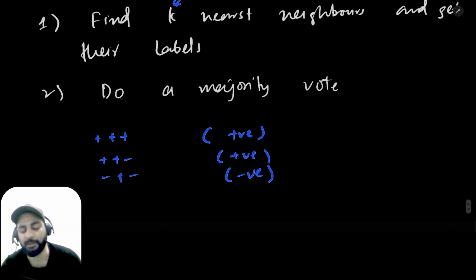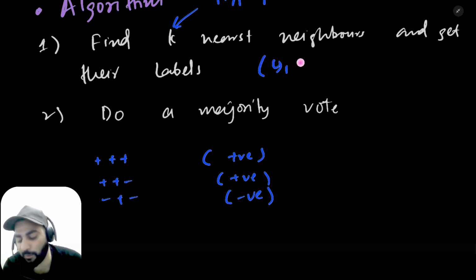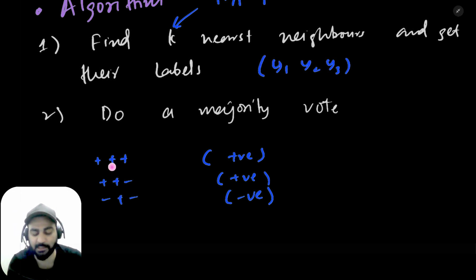So what is the thing? You will find the k nearest neighbors and get their labels. Maybe, let's suppose their labels were y1, y2, and y3. You will see what these labels are, and then based on that you will decide it. So how to mathematically capture it now?